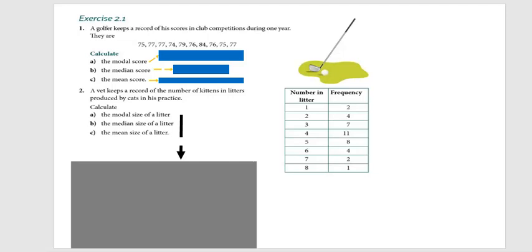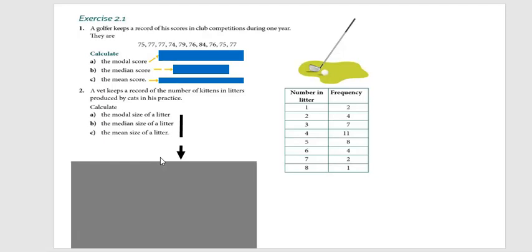Now we have exercise 2.1. Exercise 2.1. Let's try to answer a few of these questions. Maybe question 1, then you test your understanding in question number 2. So are you able to find the answer to the first question?